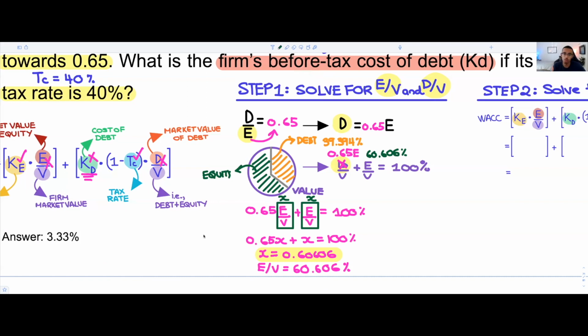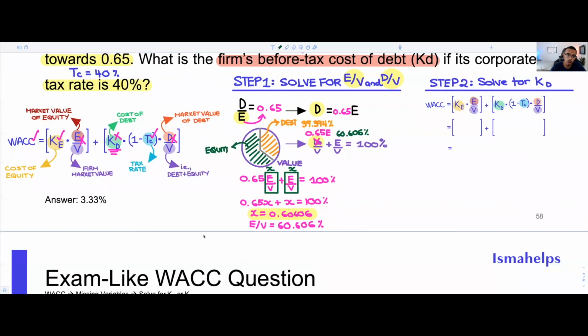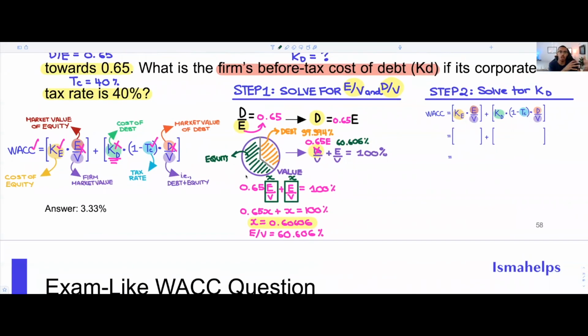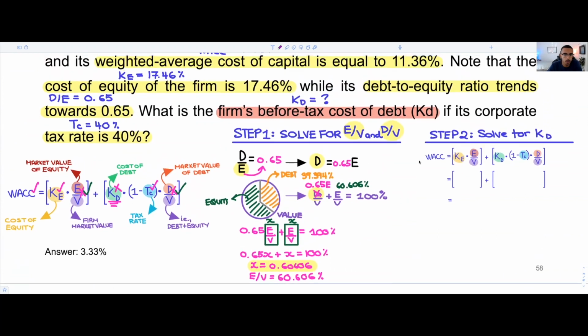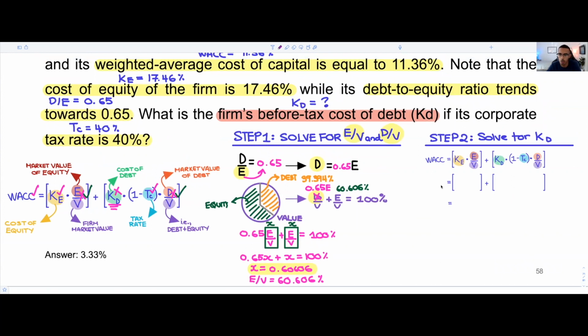Okay. Now this is extremely, extremely important. The reason why this is extremely important is because now what we highlighted before as being unknowns is boiled down to only one unknown, which is our mission, which is the cost of debt. Because now we know what our E over V is and we know what our D over V is, such that we only need to solve for our cost of debt. So we're going to work through this together as a team. We're going to walk through step 2, which is solve for KD. We're going to identify the variables. We're going to plug them in together. You're going to see how easy it is to solve for our cost of debt. Okay. So let's go ahead and do that. I'm going to use purple. Why not? So we know that our WACC is equal to 17.46%.